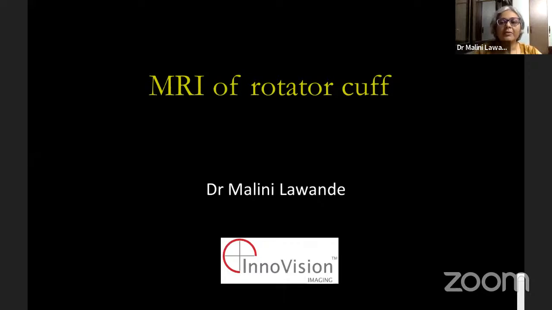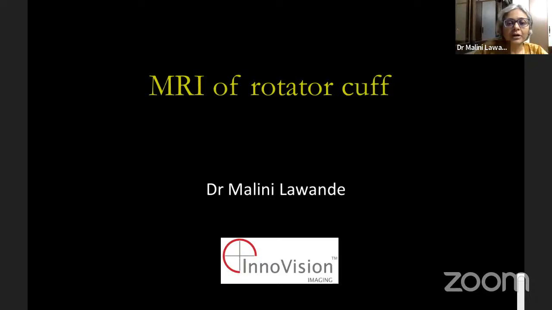Good evening, everyone. Today, we are going to be talking about MR imaging of rotator cuff. So in the first session, we looked at the normal anatomy. In the second session, we looked at anterior instability, which is a very common indication for imaging. And in the third session, we looked at posterior instability and other superior labral lesions, biceps labral complex. So today we are going to look at rotator cuff.